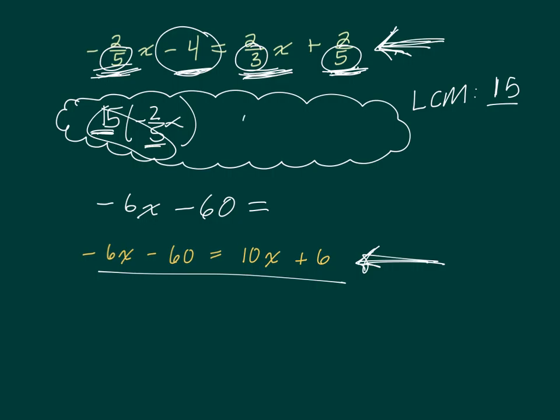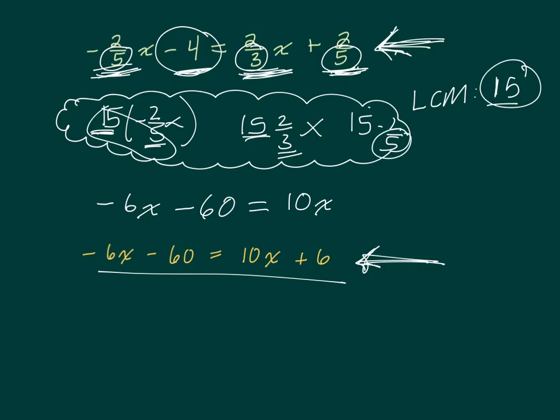Mentally, when I'm doing 15 times that 2/3 x, I picked the 15 because it would cancel this 3. When that 15 cancels this 3, I'm left with 5. So mentally I do 5 times 2x, which gives me the 10x. And then finally, I do that 15 times 2/5. Again, I picked the 15 because it would cancel the 5, and 3 would be left. 3 times 2 gives me that 6.